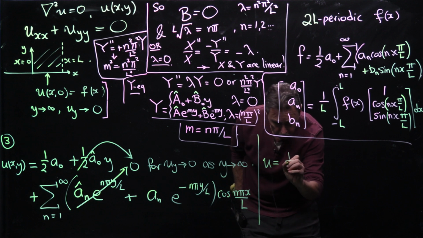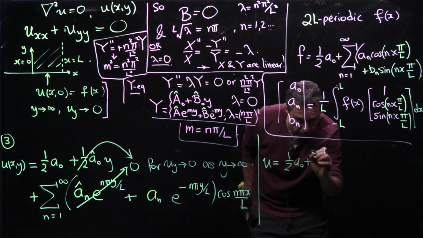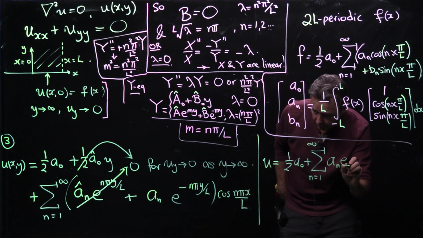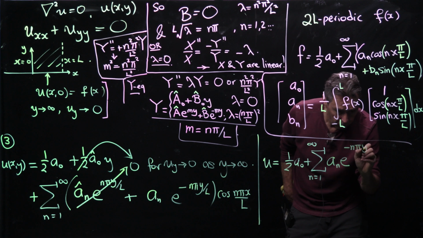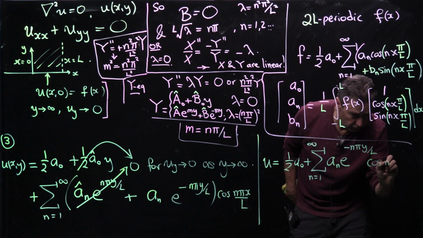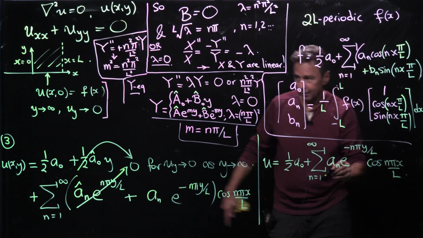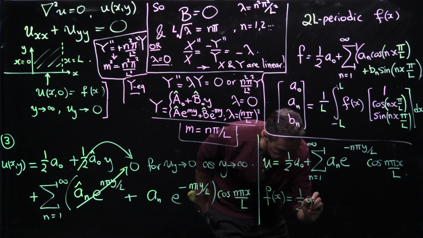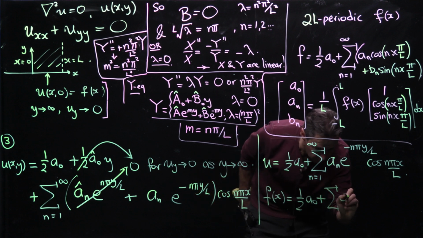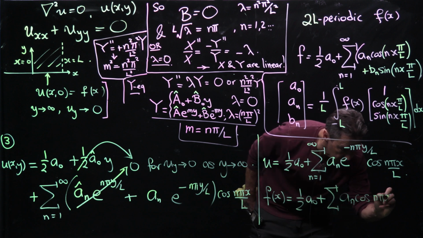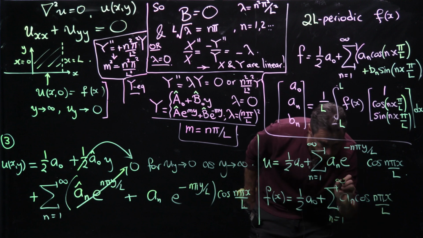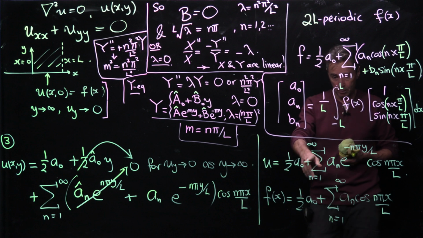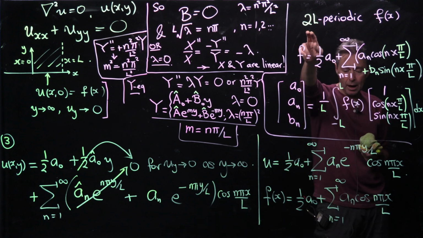I have that u is 1/2 A0 plus the sum from n is 1 to infinity of a_n e to the minus n pi y on L cosine of n pi x on L. Right, now we'll finally put the complicated condition on there. f of x has got to be 1/2 A0 plus the sum over n of a_n cosine n pi x on L. Okay, now we really see that we've got a Fourier cosine series, so what we must be dealing with is an even function, and the period is 2L, it's not 2 pi anymore.